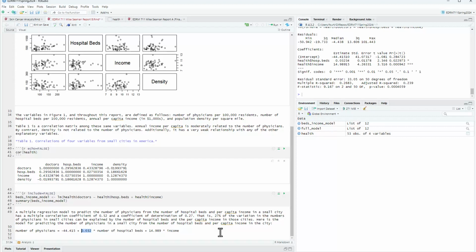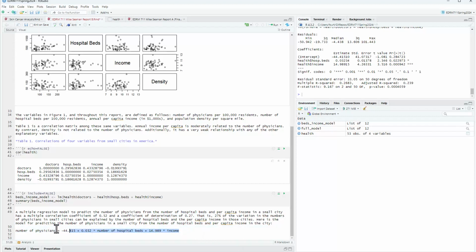One means thousands of dollars, and the other one means per 100,000 people. So it's really hard to compare the apples and oranges there. And again, the caveat, if we hold the number of hospital beds constant. So saying it again, for every $1,000 increase in per capita annual income, while holding the number of hospital beds constant, we expect an increase of 15 physicians per 100,000 people.